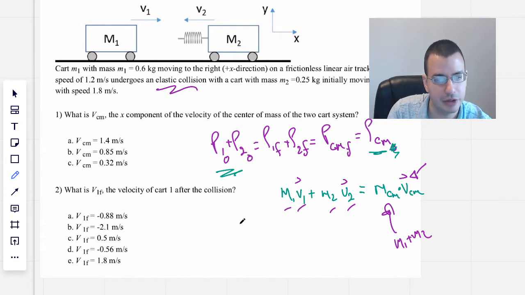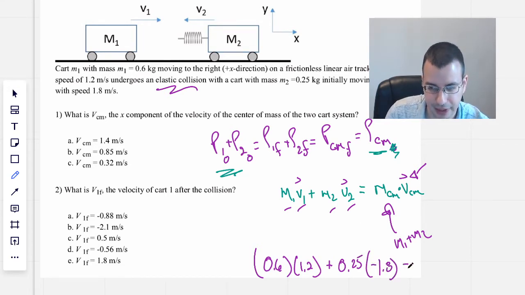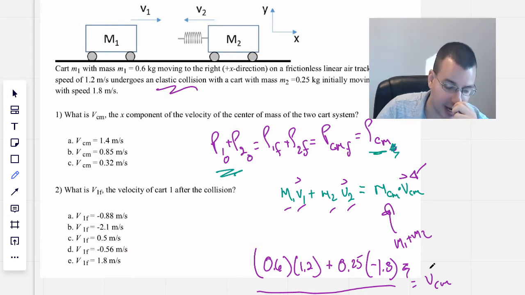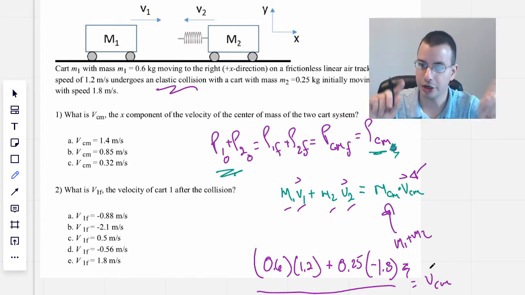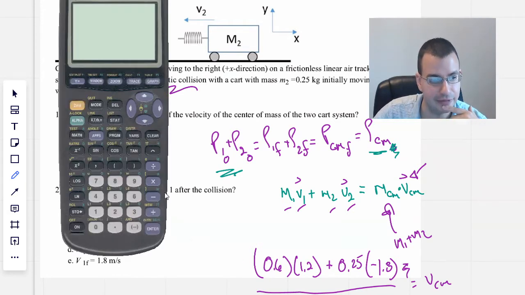Okay, focus. We have 0.6, that's mass 1, times 1.2. And I'm going to put a plus here, and then I'm going to do 0.25 times minus 1.8. That will equal, and I'm going to divide by the mass of the center of mass, which will be 0.6 plus 0.25. This will give us our velocity of the center of mass. I say velocity because I'm going to include the direction here, and it's just one-dimensional, so it'll be positive or negative.